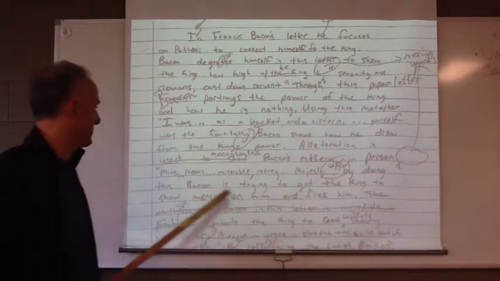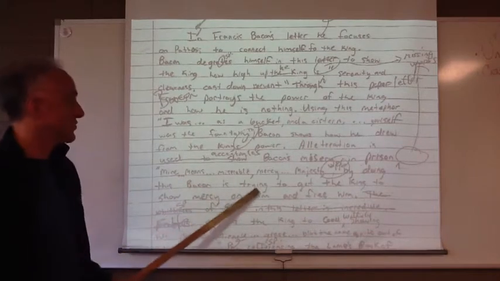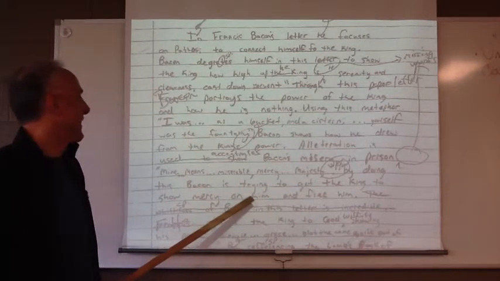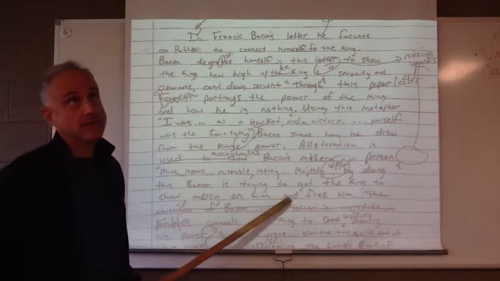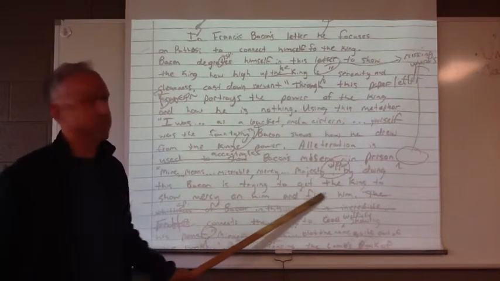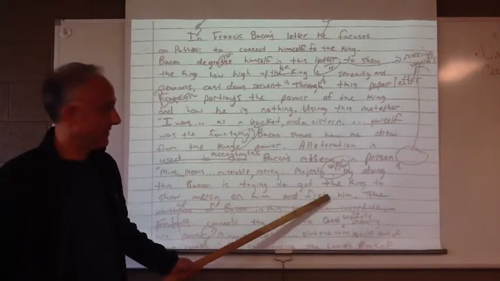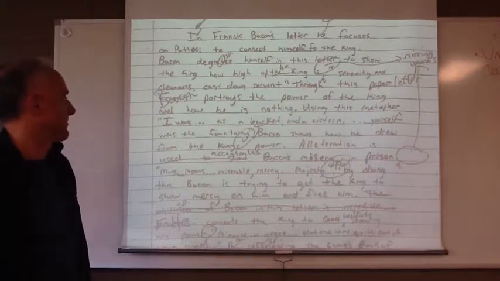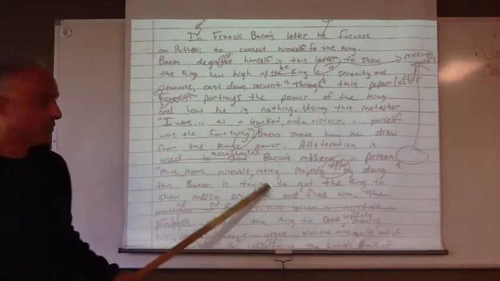"By doing this, Bacon is trying to get." We don't need "by doing this." We don't even need "Bacon is trying to get." Bacon hopes the king will show mercy on him and free him. That's it. We get that the commentary is connected to this. Too wordy. Right? Let's look a little more at this.